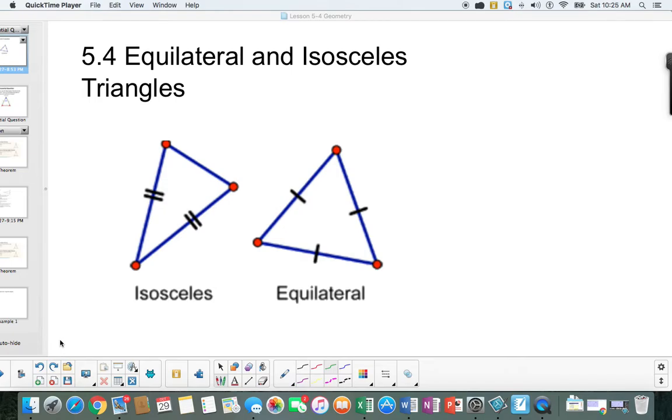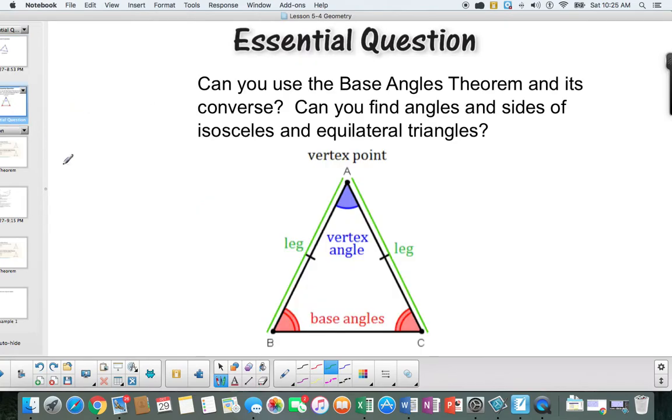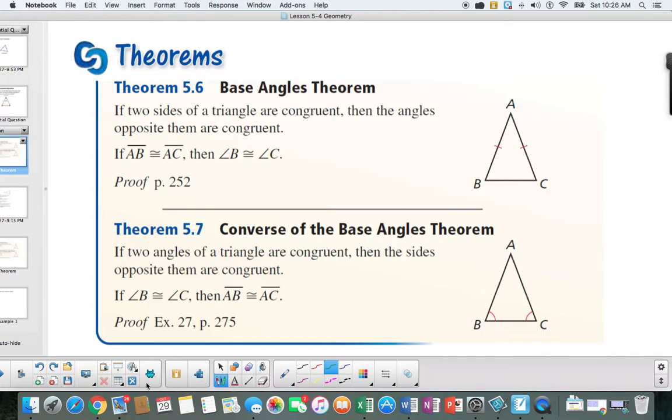Lesson 5.4, Equilateral and Isosceles Triangles. Essential question: can you use the base angles theorem and its converse? Can you find angles and sides of isosceles and equilateral triangles? Let's go ahead and start.